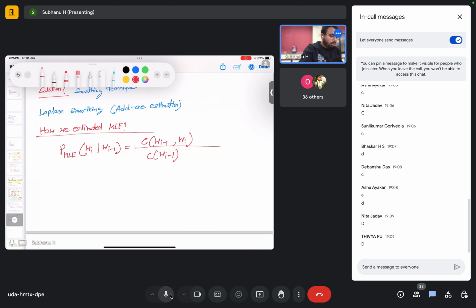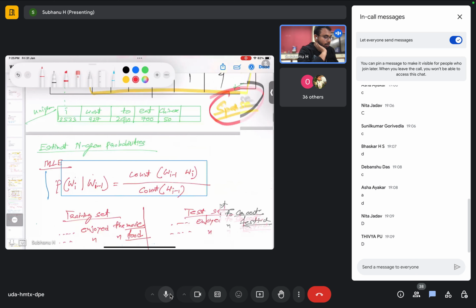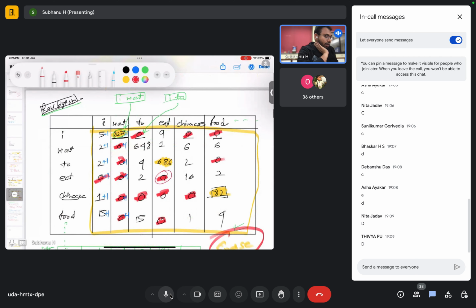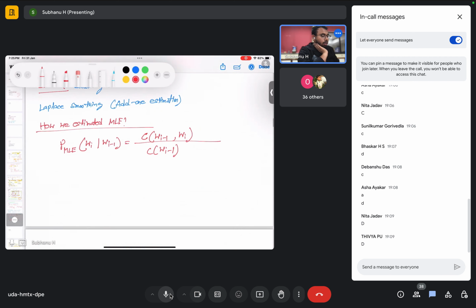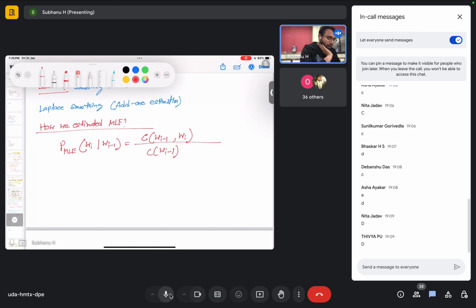Now in this situation we have seen that we are getting many zeros, so that's why we are adding one to it. At each entry we are just adding one. So that is called the add-one estimate. So what do we do in the case of the add-one estimate?